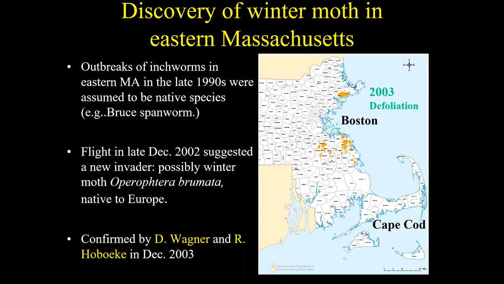Well, this outbreak was different because it didn't go away. It persisted. And then in December 2002, we heard about this big flight of moths, little inchworm moths, at Christmas time. And that was not something that any of our native species do. That's way too late. It immediately suggested winter moth, because winter moth is a well-known species in Europe. In Europe, it's not really a problem for the most part, except in some areas. But it's called winter moth because it flies in December. And so that's what we suspected.